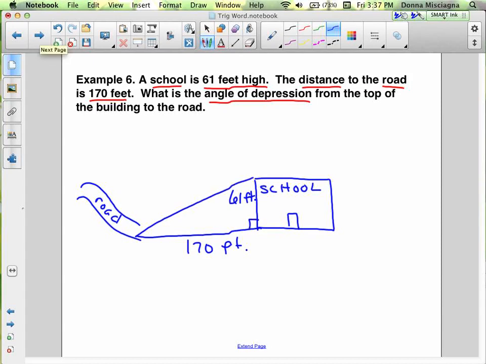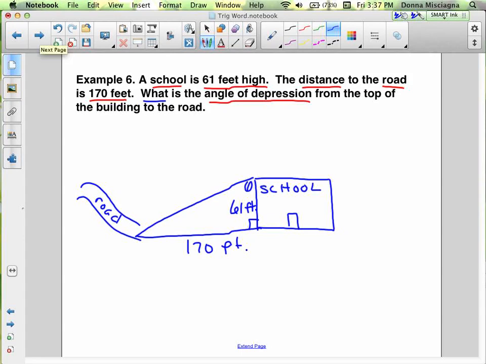So the only thing we need now is the angle of depression. Notice it says what is the angle of depression? That's our variable this time. And of course, angle of depression looks down. I'm actually going to move my 61 feet because it's kind of in my way, because here's where my angle of depression goes. Angle of depression looks down.